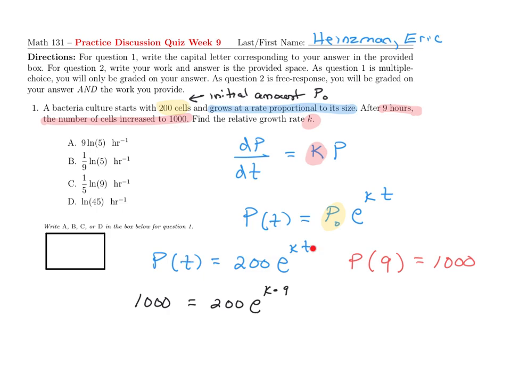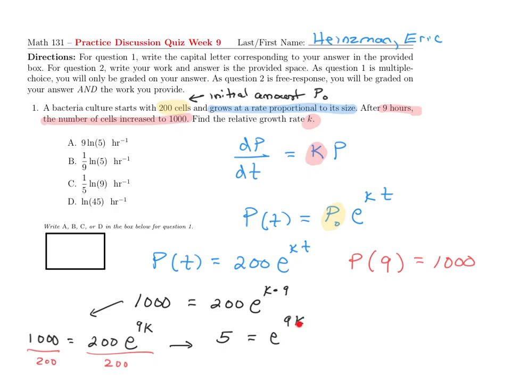Essentially, putting 9 in place of t tells us that the output has to be 1,000. We have an equation that we can now solve for k, and that should hopefully be one of these choices here. I'll make a little space. This is 1,000 is equal to 200 times e to the 9 times k. If we divide both sides by 200, we now get that our equation is 5 is equal to e to the 9k.